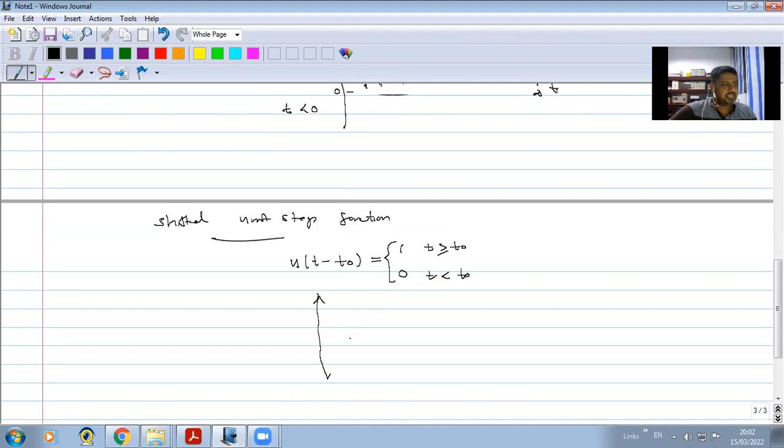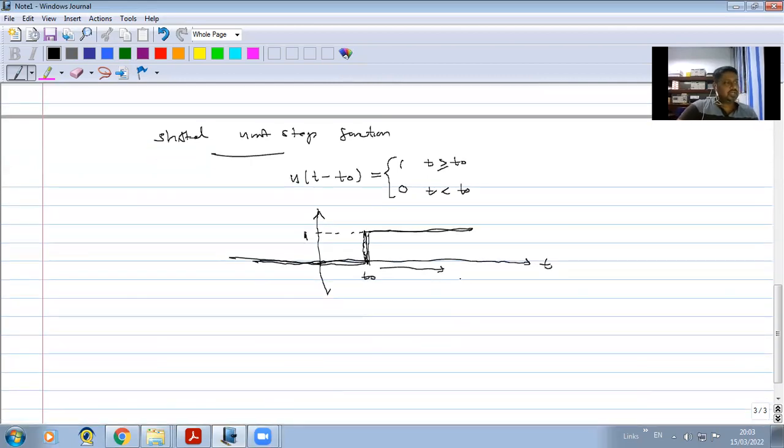If you draw the signal, it will look like this. This is t, and this is t naught. When t is greater than t naught, that means this side, it is 1. When t is less than t naught, it is 0. So we have only one step. That is why we call it a unit step function. This value will be 1.